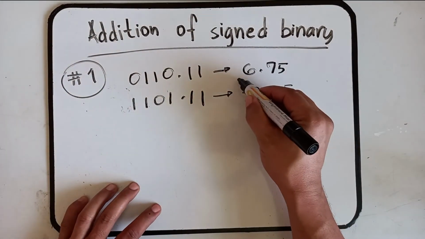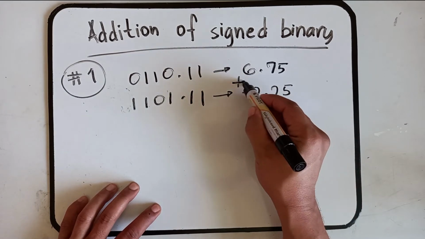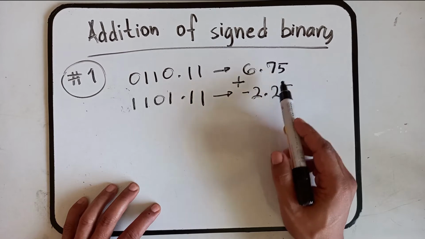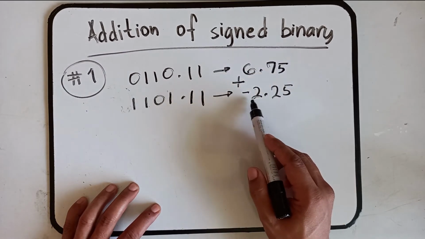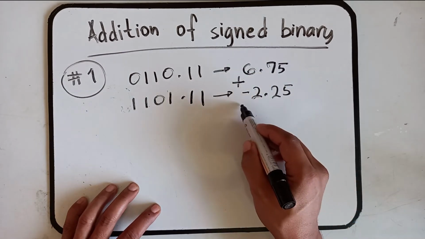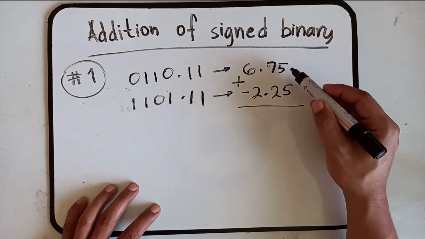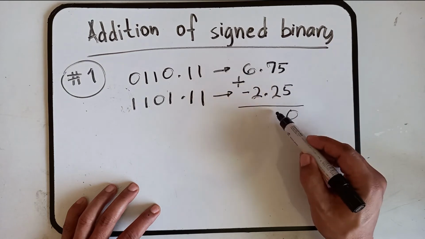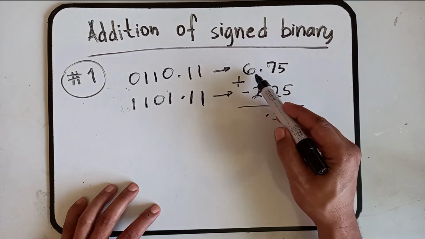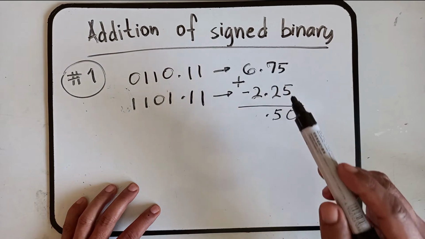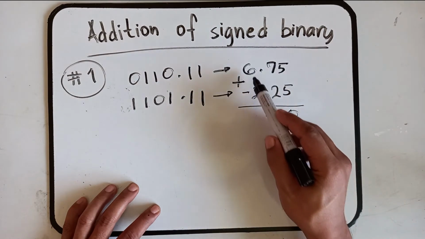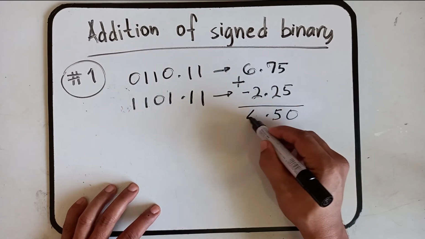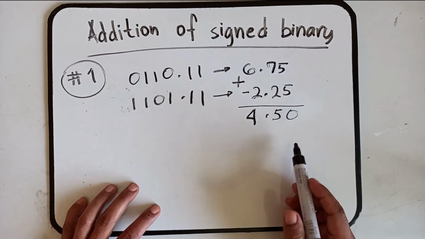Now let's add these numbers because our topic is addition of signed numbers. We are adding positive 6.75 plus negative 2.25. So what is the result? Let's check. So 5, 5, this is 0.5. 7 minus 2, this is 5. And then 6 plus negative 2, basically this will be a subtraction also. So this becomes positive 4. So we now have 4.5.